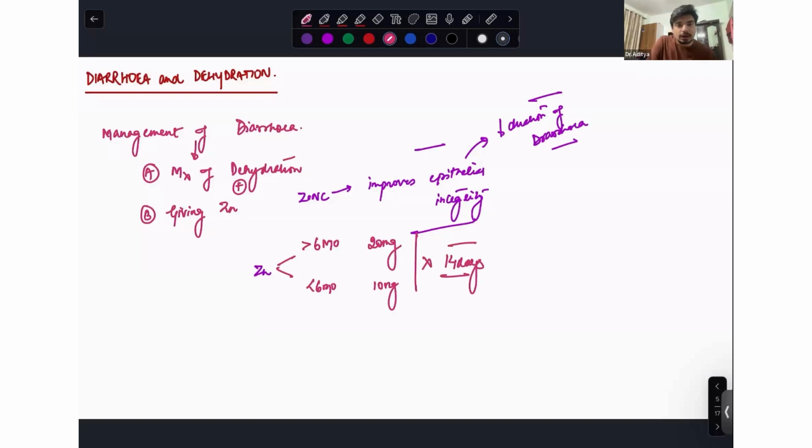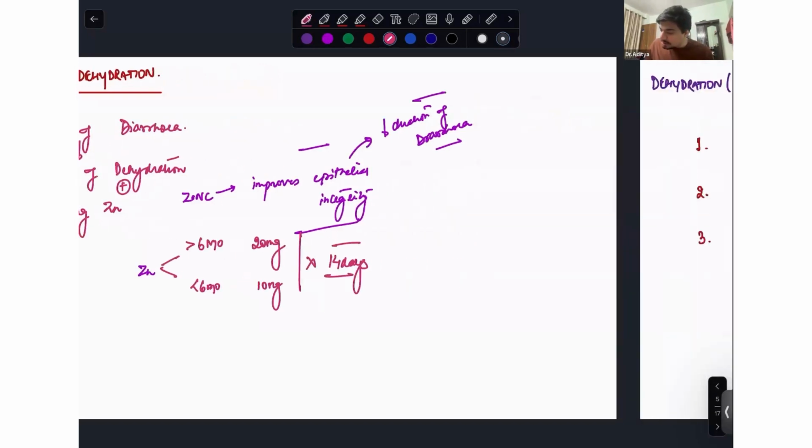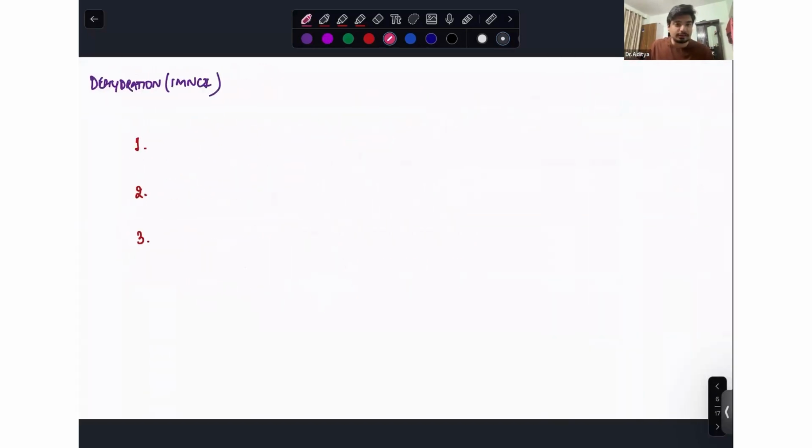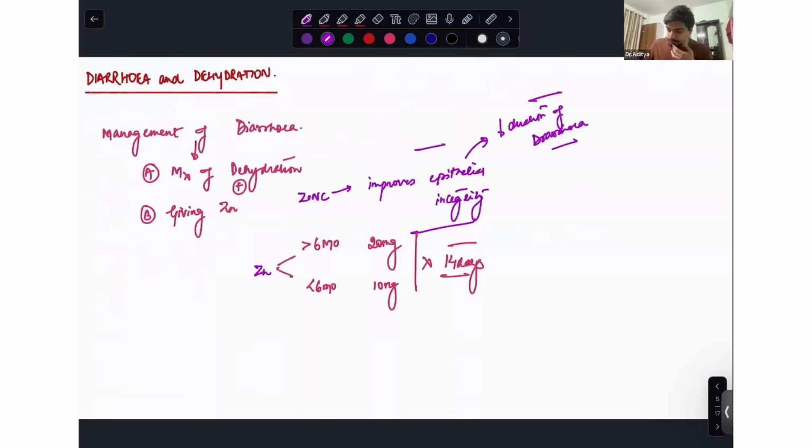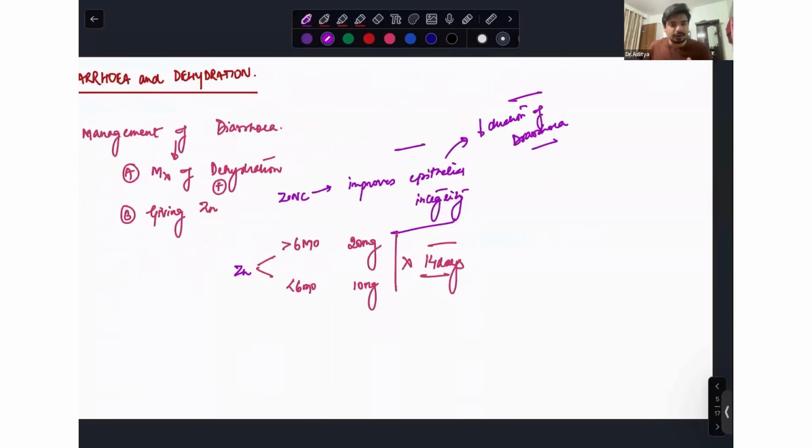All right. Now, coming to the dehydration management as far as IMNCI is concerned. What IMNCI does is that the dehydration that occurs because of diarrhea can be no dehydration, some dehydration, or severe dehydration. So the child will come to you. You will clinically assess the child and say the child is suffering from either no dehydration, some dehydration, or severe dehydration. All right. This is the previous page. Don't worry, I'll give the PDF to everyone.